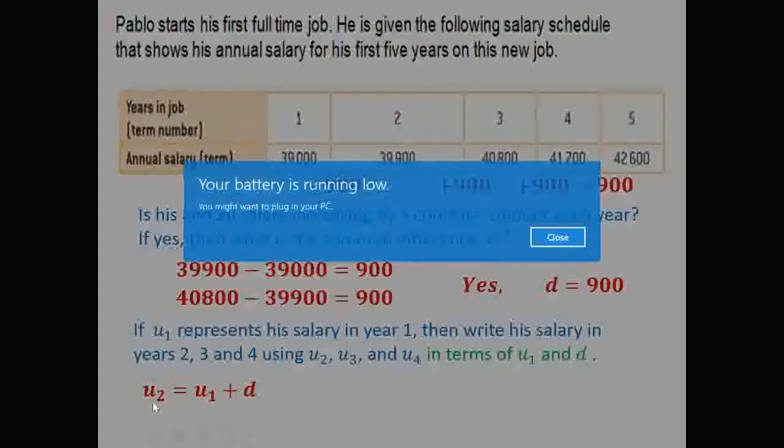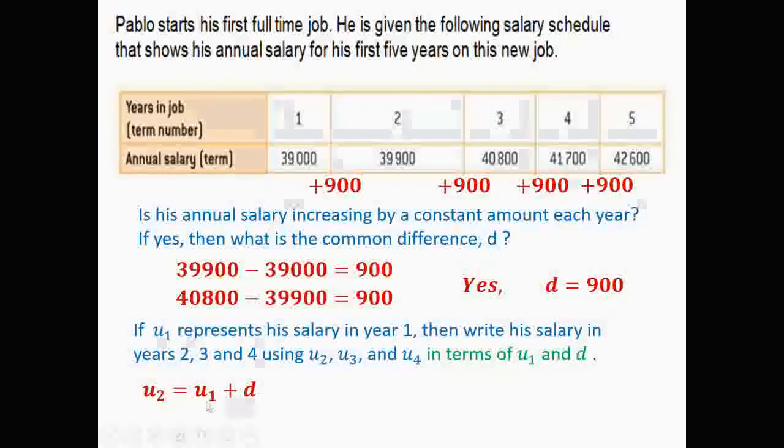So to get to U2, I start at the U1, the first year salary, and I add the common difference, right? To get to the second year salary, I start here and I add 900. So that makes sense. Try the same thing for U3.